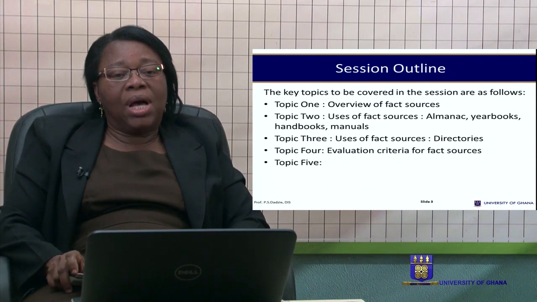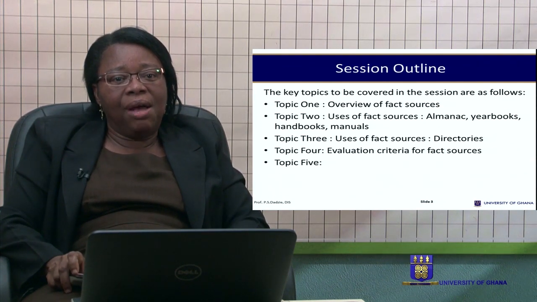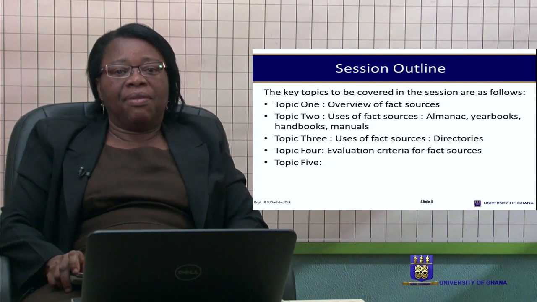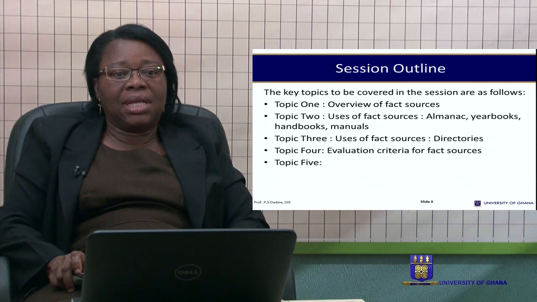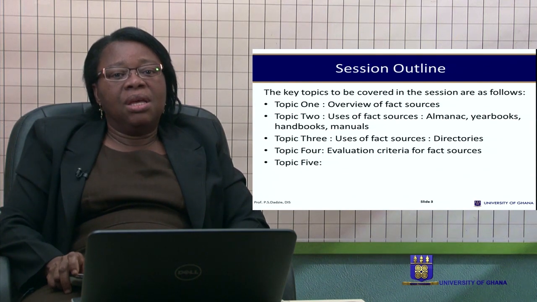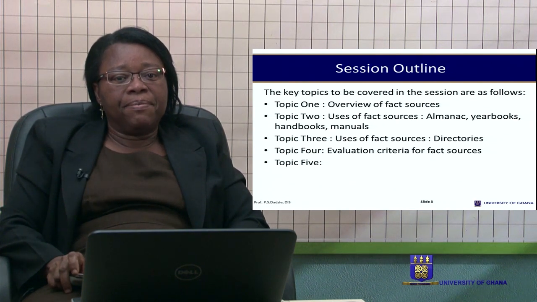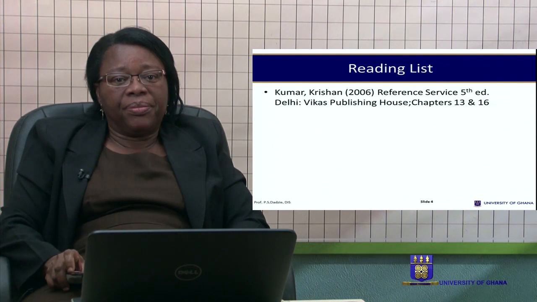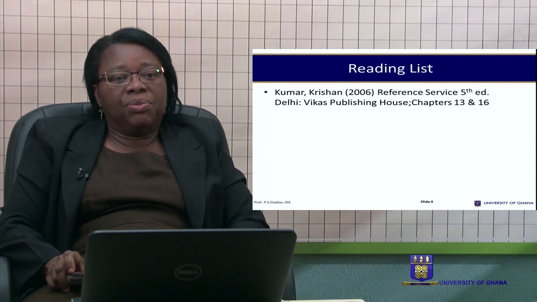So topic 1, we'll look at an overview of fact sources, what they are. Topic 2, we'll look at facts, almanacs, yearbooks, handbooks, manuals. Topic 3, we'll look at uses of fact sources, the directories, and topic 4, we'll look at the evaluation criteria. We have our reference list, which is SCOMA.